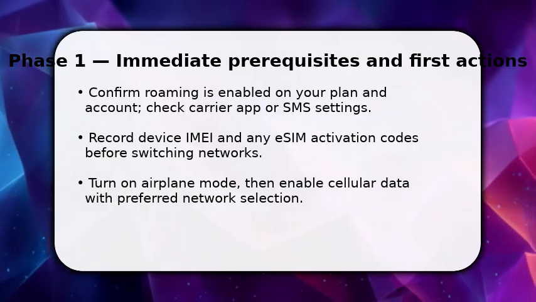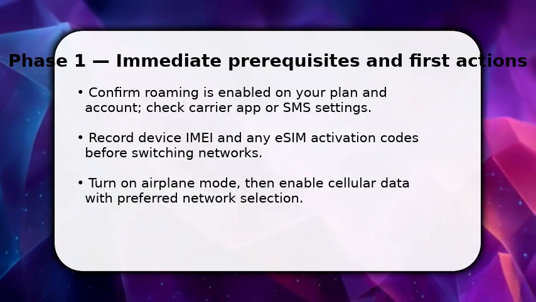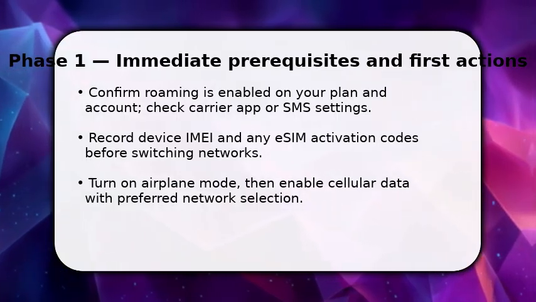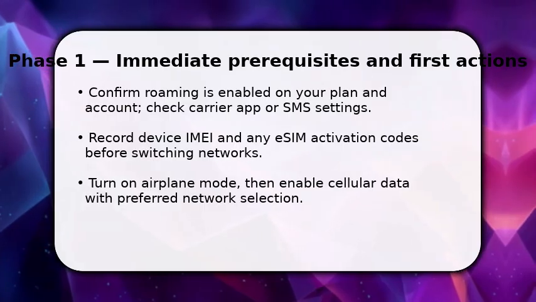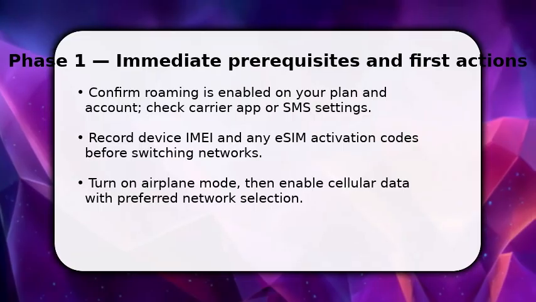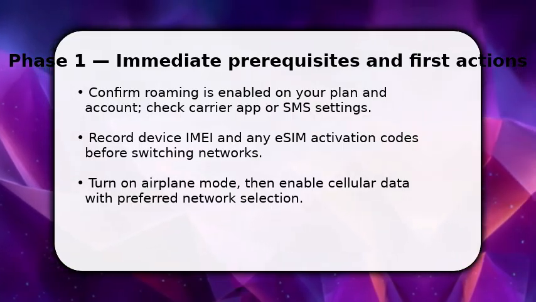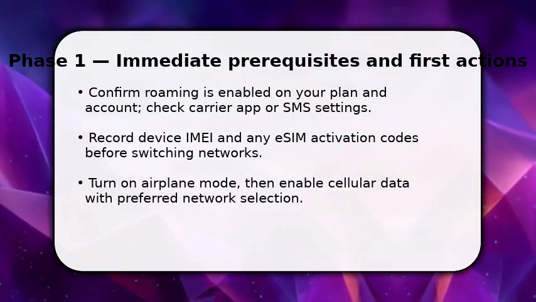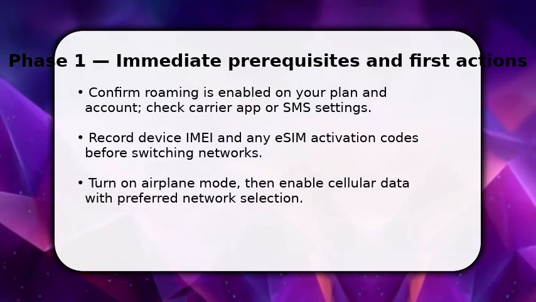You start by verifying your account supports roaming and has remaining allowance. This prevents surprise blocks. Next, note your device IMEI and any eSIM codes so you can re-register quickly if needed. Once done, put the phone into airplane mode for 5-10 seconds, then switch it off and back on.